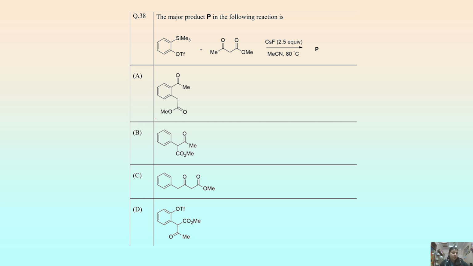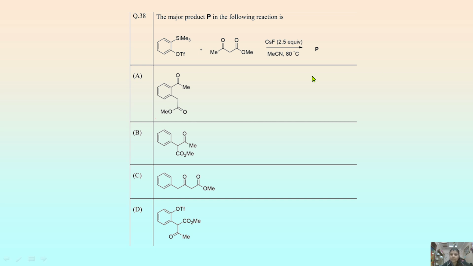We have two reactants and we have CsF. You know what CsF is? CsF is another reagent in which we have a fluoride ligand, and that fluoride acts as a nucleophile, because a nucleophile attacks on electrophilic centers. And MeCN is a solvent. So we have two reactants and one reagent.